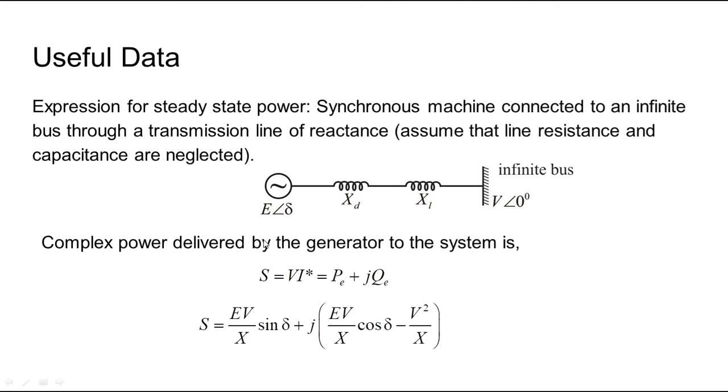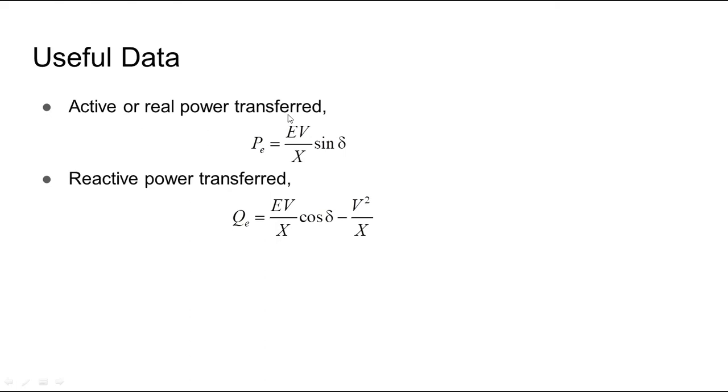If we now find out the complex power delivered by the generator to the system, it is given by the expression S is equal to V multiplied by I conjugate, which equals PE plus JQE. PE is the real or active power delivered and QE is the reactive power. On solving this, we'll get this expression, and further we'll get the two components from the complex power, that is active or real power, given by this expression, and reactive power given by this expression.